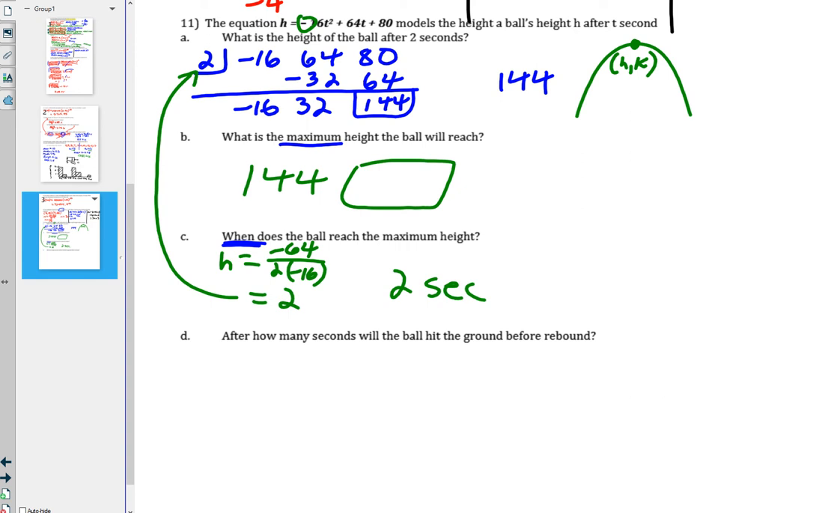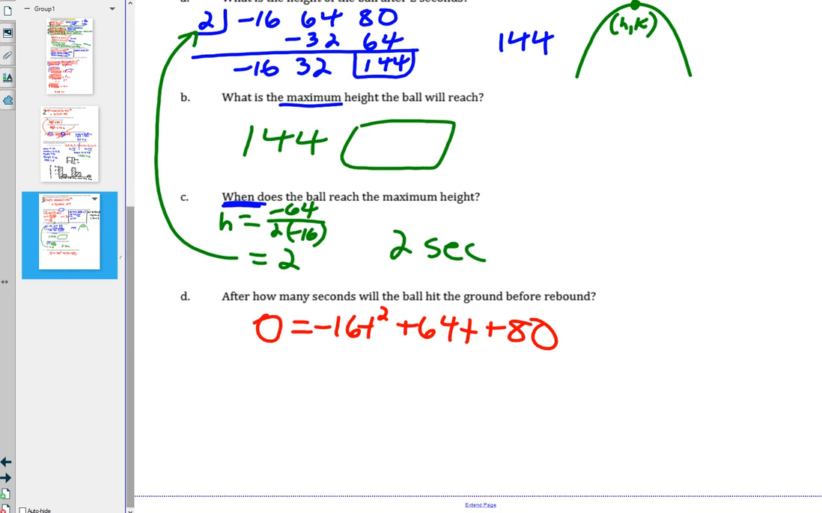After how many seconds will the ball hit the ground? Okay. When a ball is hitting the ground, is that a measurement of time or of height? Height, because how high are you off the ground when you are on the ground? 0. So you put a 0 where the height would go. 0 is equal to negative 16t squared plus 64t plus 80. I also feel like didn't we do this recently? Wasn't this part of a test that I went over with Ann?